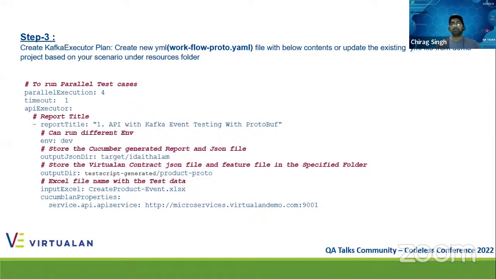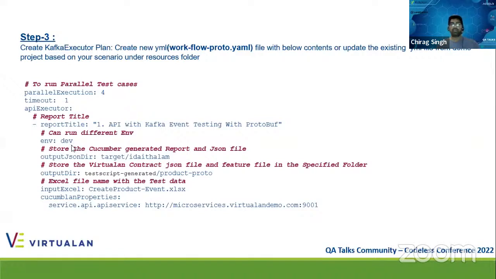To run this framework, we need to create a YAML file, which is a workflow proto file, and there are multiple configurations you have to give. You can download this from our GitHub, and you will get all the configuration. Multiple parallel execution is given here. If you have to change your report title, you can change it here.